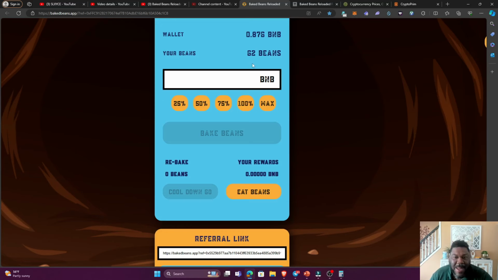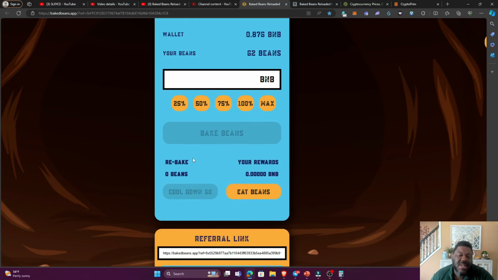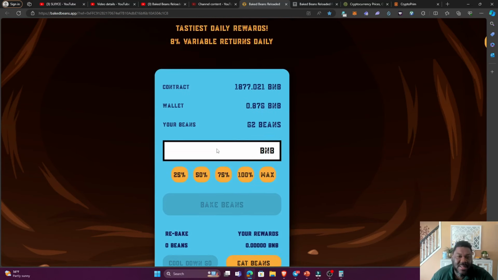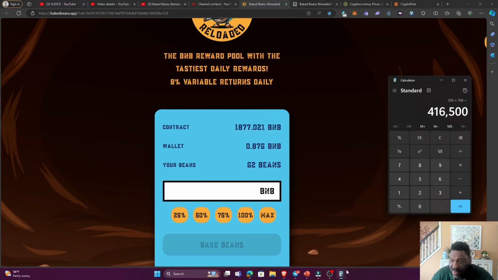So right here, you can see my beans just went up to 62 beans, and there obviously is a cooldown period, I believe, of 1 hour. So every hour, if you want, you could rebake, you could compound your position to continue to grow out the beans that you have in the contract in order to do what? Maximize the TVL in this contract. Yo, let's take a look at the TVL. 1877, right? So let's do it live on camera. So we got 595 times 1877. So right now, currently we are over $1.1 million in this contract.